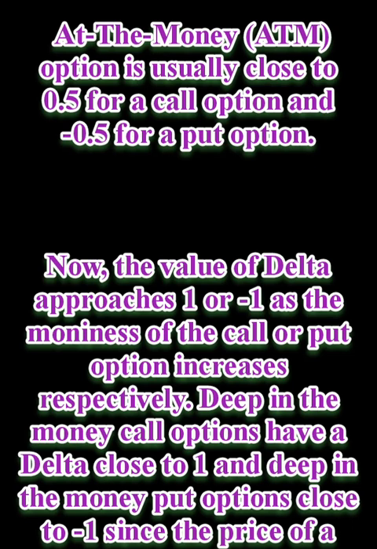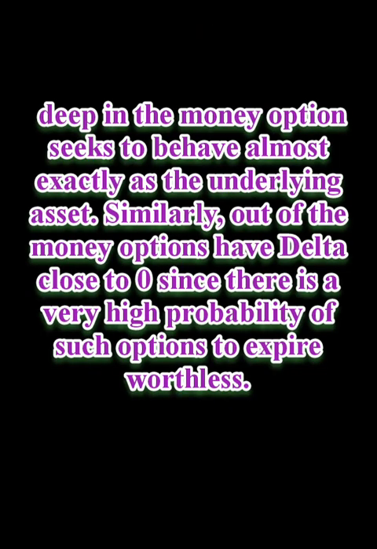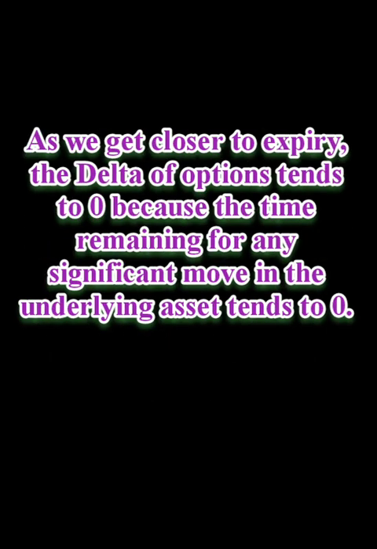Now, the value of delta approaches 1 or -1 as the moneyness of the call or put option increases, respectively. Deep in-the-money call options have a delta close to 1 and deep in-the-money put options close to -1, since the price of a deep in-the-money option seeks to behave almost exactly as the underlying asset. Similarly, out-of-the-money options have delta close to 0 since there is a very high probability of such options expiring worthless. As we get closer to expiry, the delta of options tends to 0 because the time remaining for any significant move in the underlying asset tends to 0.